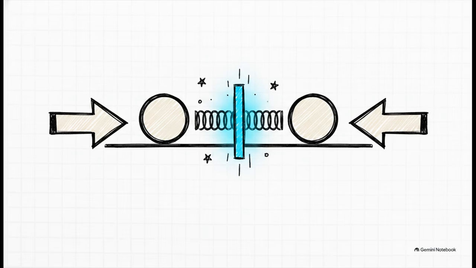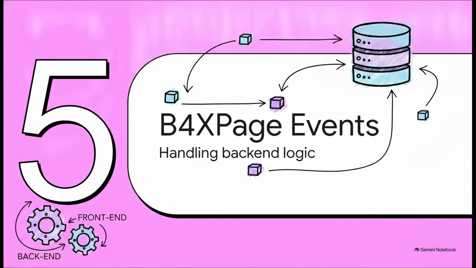If you set a min distance of 10, the clamp value subroutine actively runs during the drag event and physically prevents the user from moving the left handle within 10 units of the right handle. It strictly enforces these bounds for you in real time. It's awesome. Finally, Section 5, Handling B4X page events.